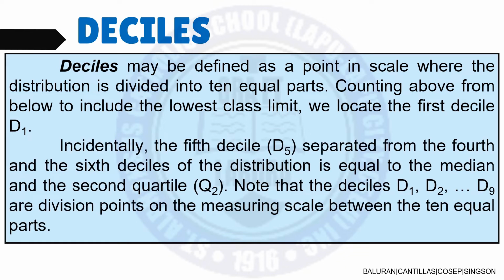Incidentally, the fifth decile, or D sub 5, separated from the fourth and the sixth deciles of a distribution, is equal to the median and the second quartile Q sub 2. Note that the deciles D sub 1, D sub 2 up to D sub 9 are division points on the measuring scale between the 10 equal parts.